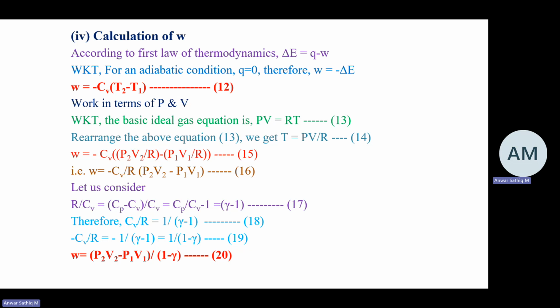Rearrange the above equation. Finally, we get W is equal to minus CV divided by R, (P2 V2 minus P1 V1). That is delta PV. Let us consider R divided by CV is equal to (Cp minus Cv) divided by Cv. This is only the mathematical simplification of the above equation. Finally, we get another, simplified meaning for W. These are all the various meanings for W. Thank you very much for watching.